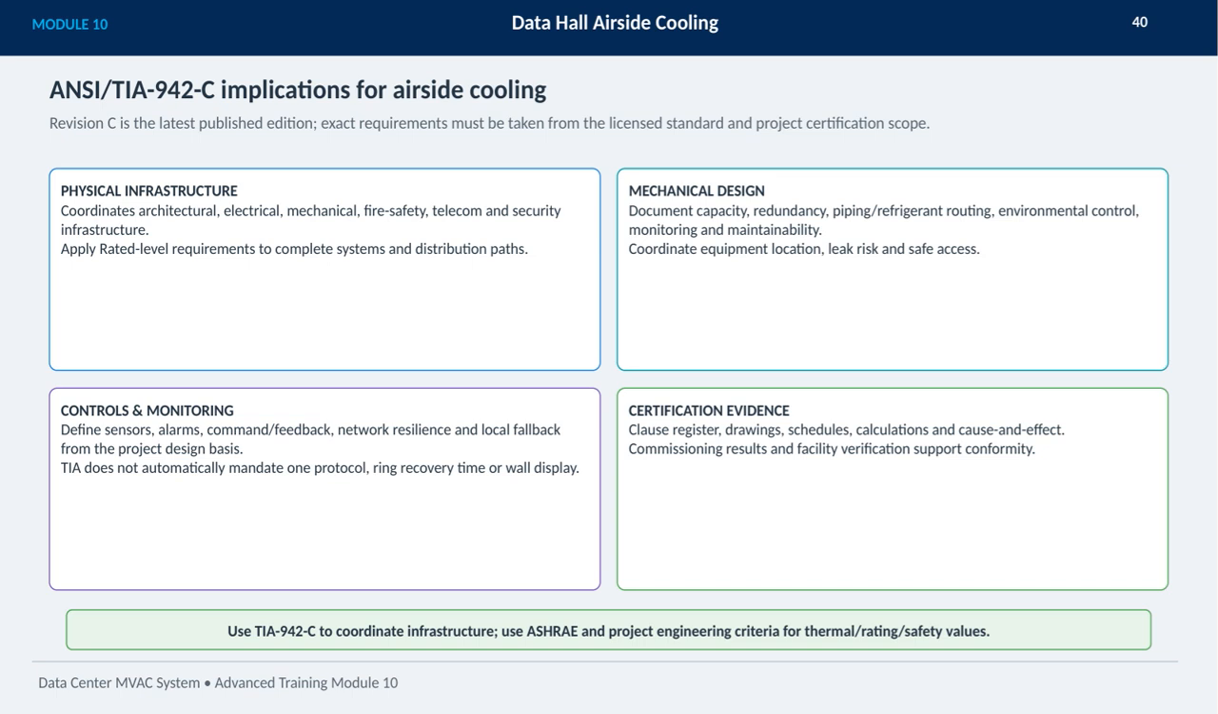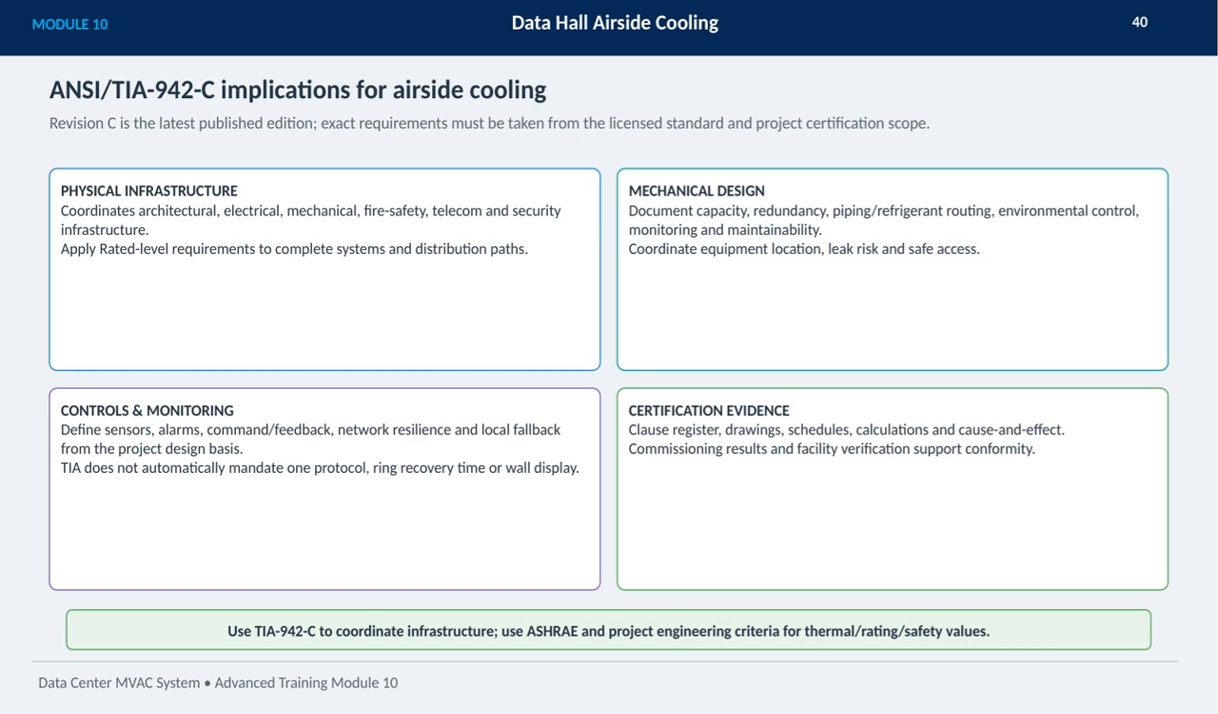Moving to mechanical design, the standard emphasizes documenting capacity, redundancy, and the routing of piping and refrigerants, while also ensuring environmental controls, monitoring, and maintainability are in place. Coordination of equipment location is vital to manage leak risks and provide safe access for maintenance. For controls and monitoring, the focus is on defining sensors, alarms, command and feedback systems, along with ensuring network resilience and local fallback mechanisms based on the project's design basis.